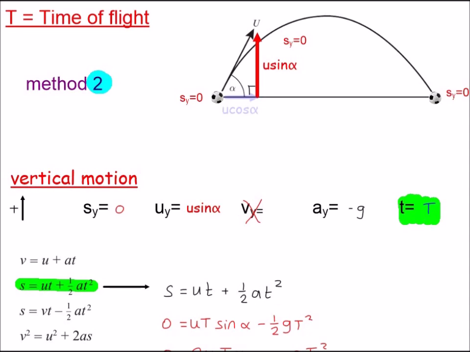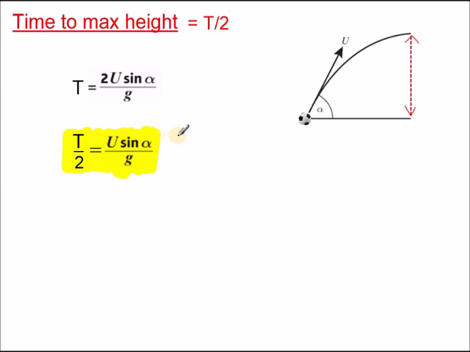Now if we take the time of flight and we halve that time, it will give the time taken to reach the maximum height. So we get a new formula. So this is the time of flight, and if we halve it, so all I'm doing is dividing by 2, so T divided by 2 here, and the right hand side, if you divide by 2, the 2 will cancel. So this is the time taken to reach maximum height. It's the time of flight divided by 2.